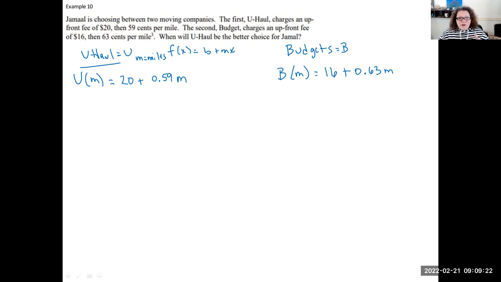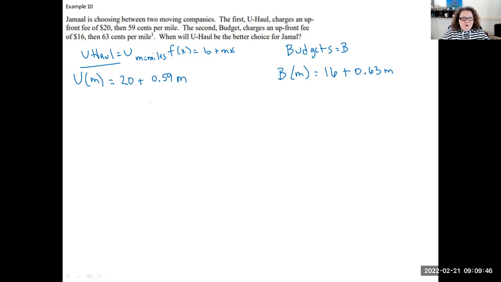So if you're driving just across Jamestown, you're going with Budget, it's going to be cheaper if you're going from one part of Jamestown to another. But if you're going from Jamestown to Cincinnati, you're going to go with U-Haul because it's going to be substantially more than the minimum, than where they're equal. And we'll see what that point is.